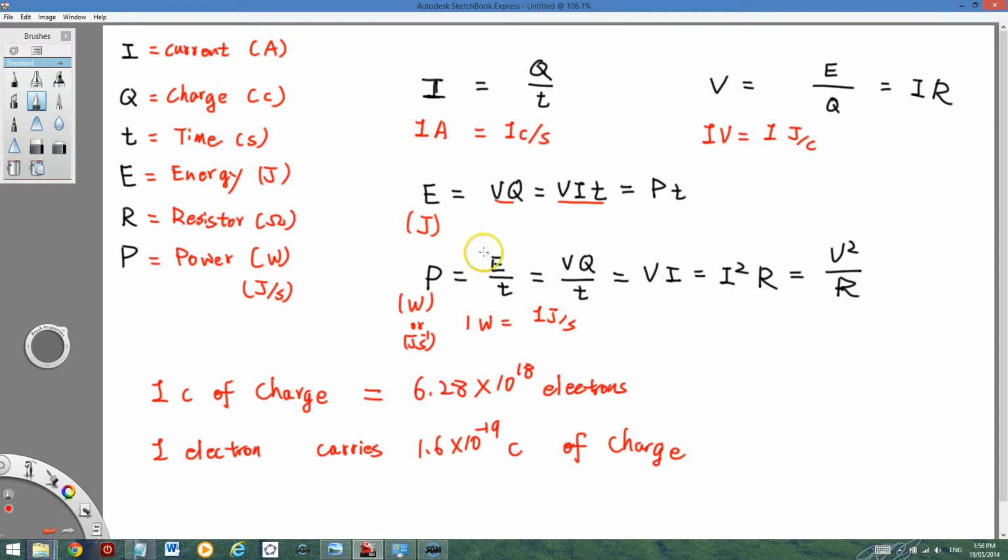Similarly, you have the equation power equals energy divided by time, equals VQ divided by time, equals VIT divided by time, which is VI. Also, you have I squared times R, or V squared divided by R. R stands for resistance in ohms. Make sure you have this on your formula sheet, and this is extremely important.